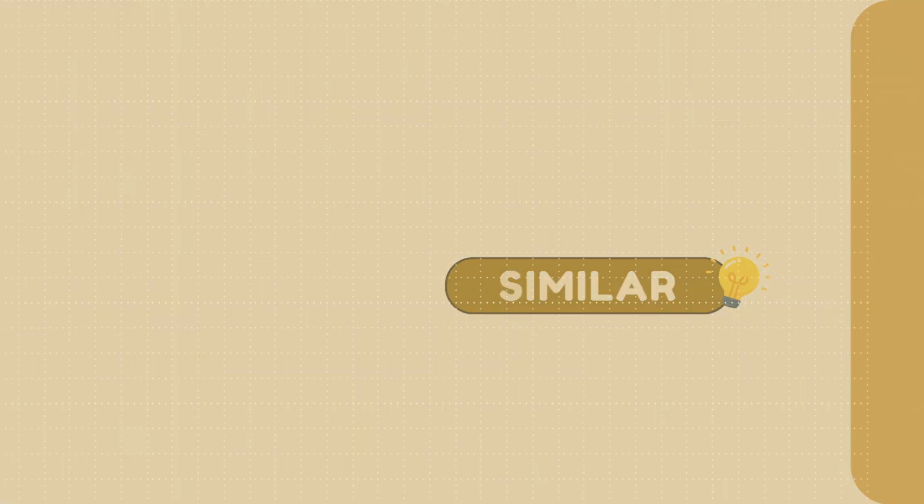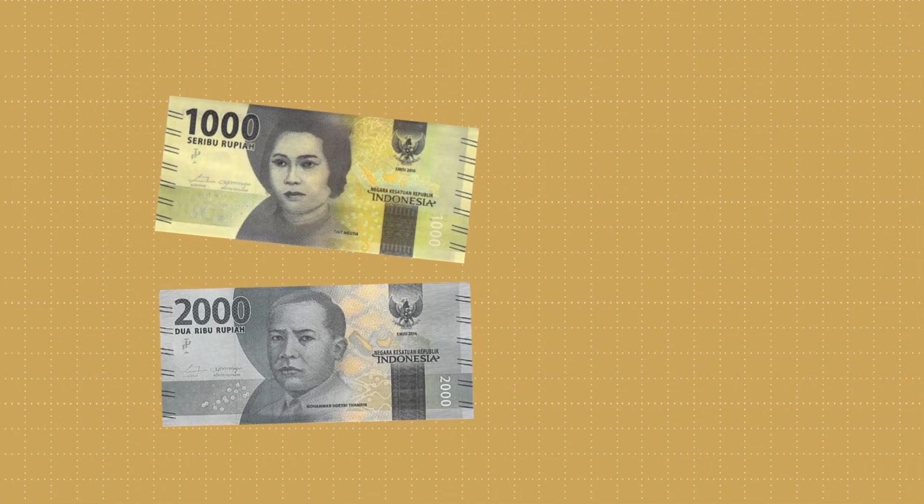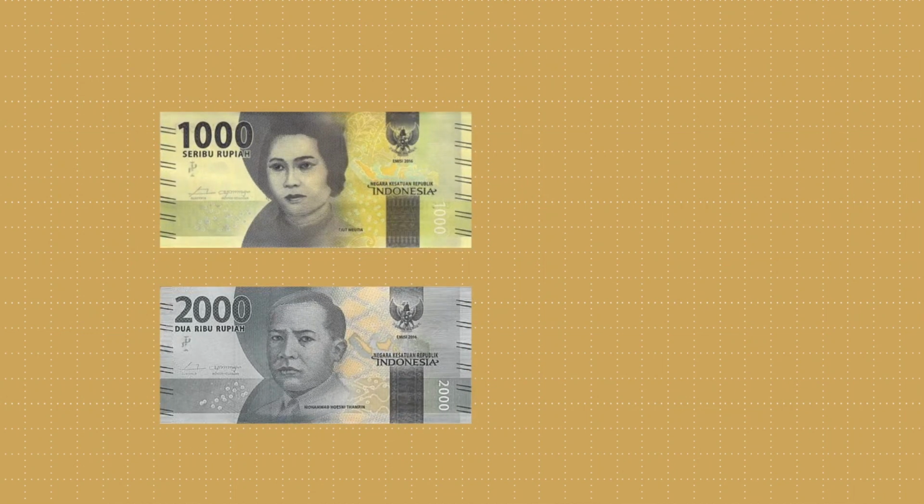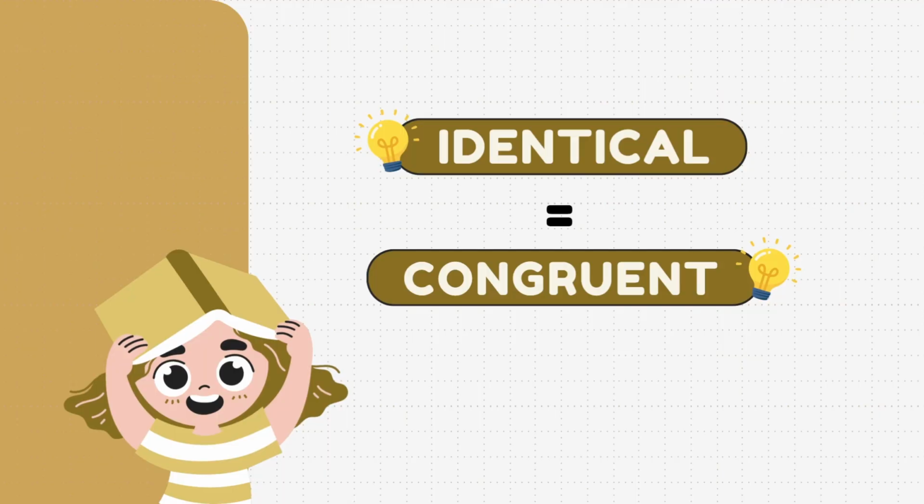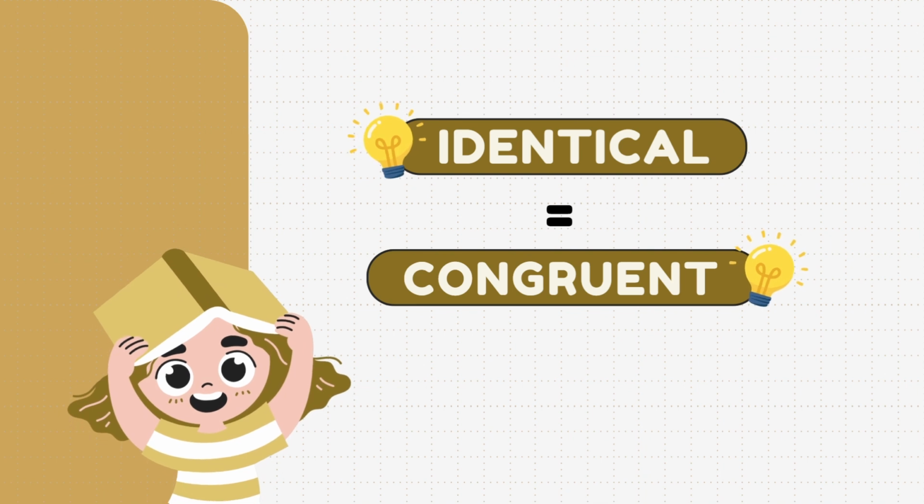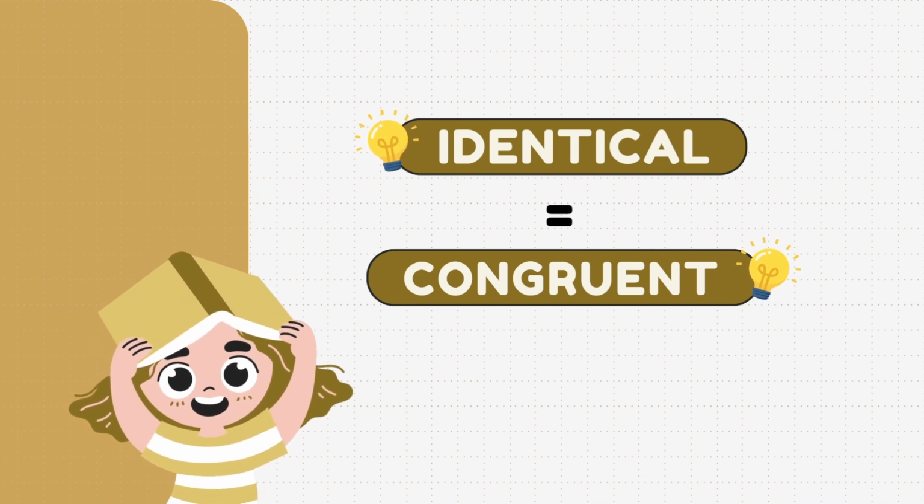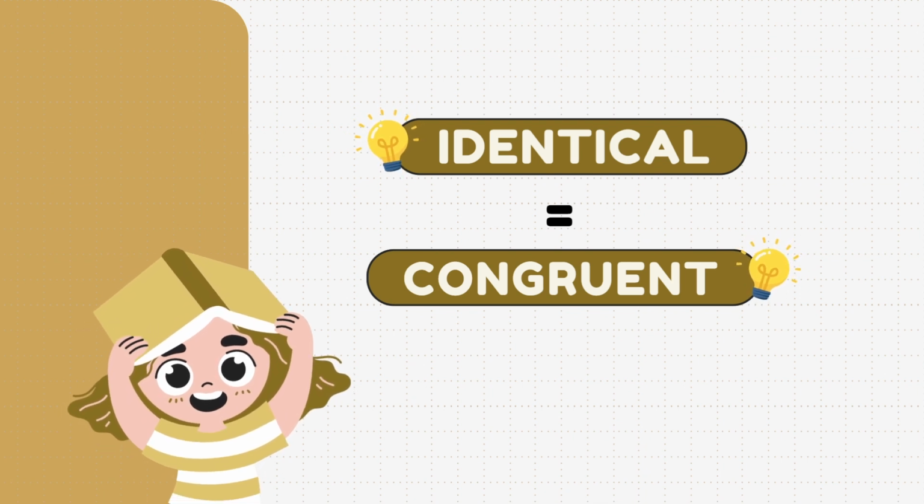And now, let's look at these two coins. If we place one coin directly on top of the other, they overlap perfectly. In other words, they are identical. They have exactly the same shape and the same size, so one completely covers the other. In mathematics, two figures that have exactly the same shape and the same size are called congruent figures. And so far, we have learned the concept of similarity and congruence.